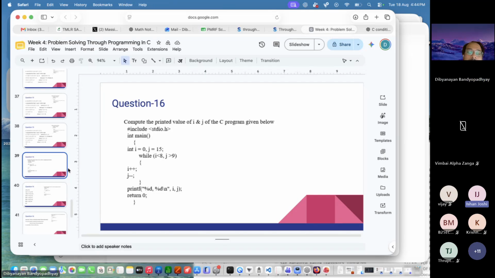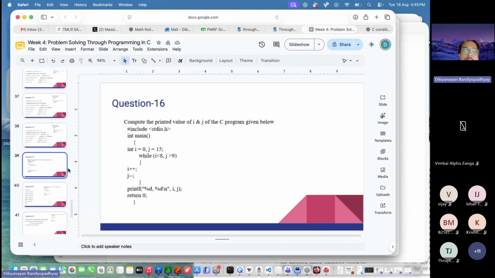Then the value of I will be incremented to 6 and the value of J will be decremented to 9. The condition will be checked and it is true only for I. And for J, 9 is greater than 9, it is false. So one of the conditions is getting false. So the while loop will be terminated and the final values 6 and 9 will be printed.